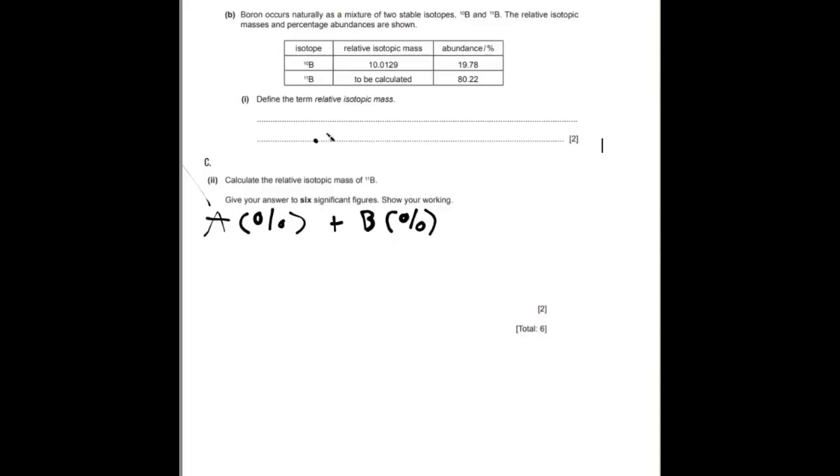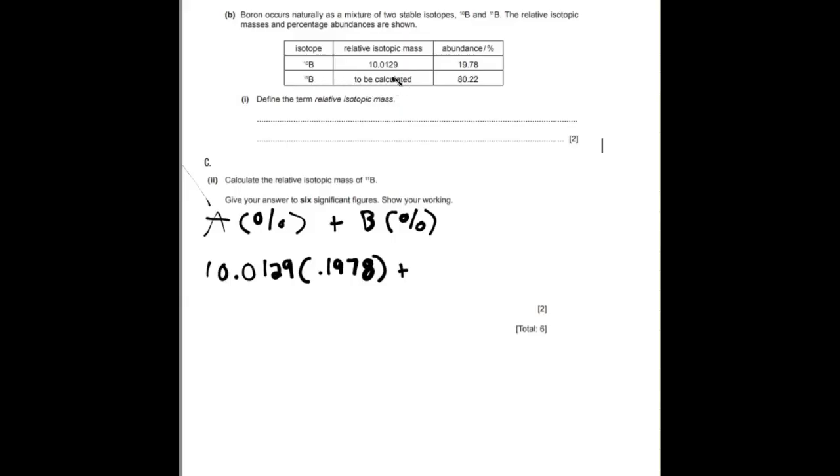In this problem, we have isotope B right here. It tells us its mass is 10.0129, so we're going to write this here for A. It also tells us that its percent is 19%, so we're going to put 0.1978. We're adding this to the mass for isotope B.